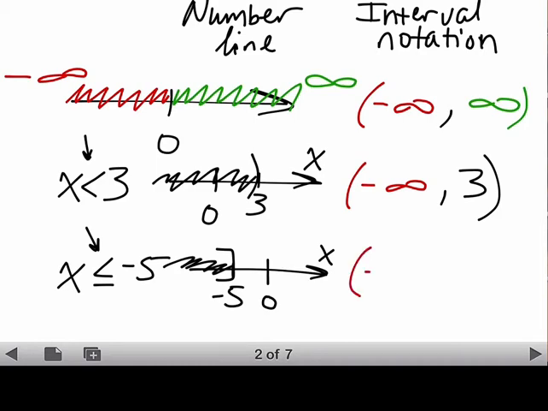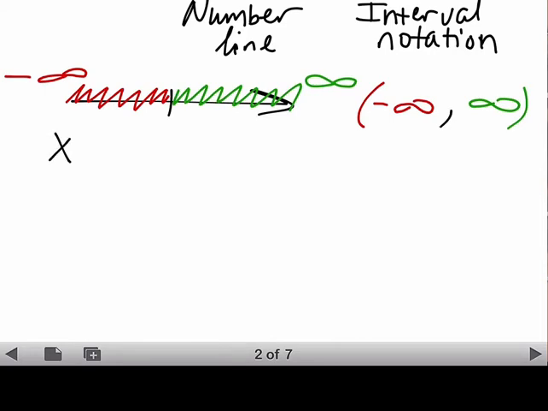Our interval still starts at negative infinity, and we use a parenthesis for that, and then ends at negative 5, and we use a square bracket because once again we use the one with the straight lines for the one that has the line underneath.